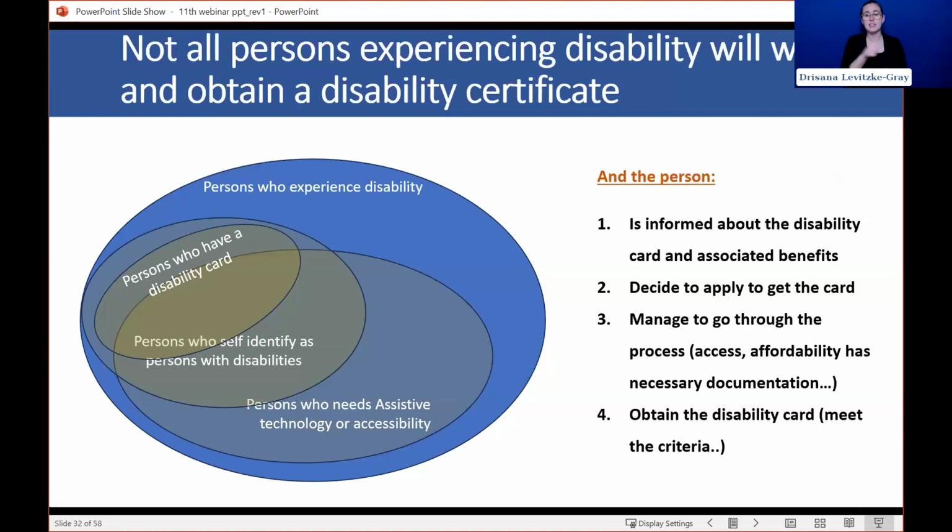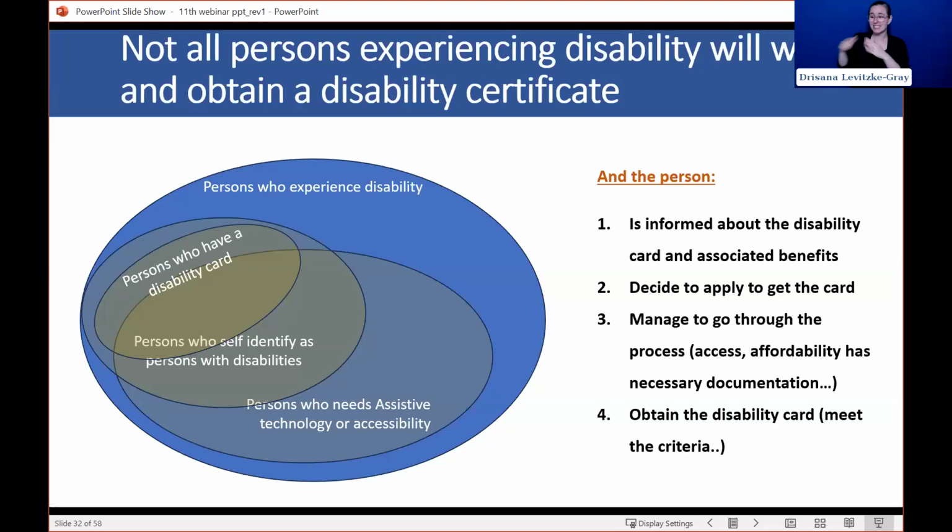For instance, many older persons have functioning difficulties, are de facto experiencing disability, but will not self-identify as persons with disabilities. So if you have a disability card system, for instance, they may not apply, because they don't consider themselves as persons with disabilities. So it's very important that we accept the idea that even if we have a good coverage of disability certification mechanism, we are not capturing the world population experiencing disability.